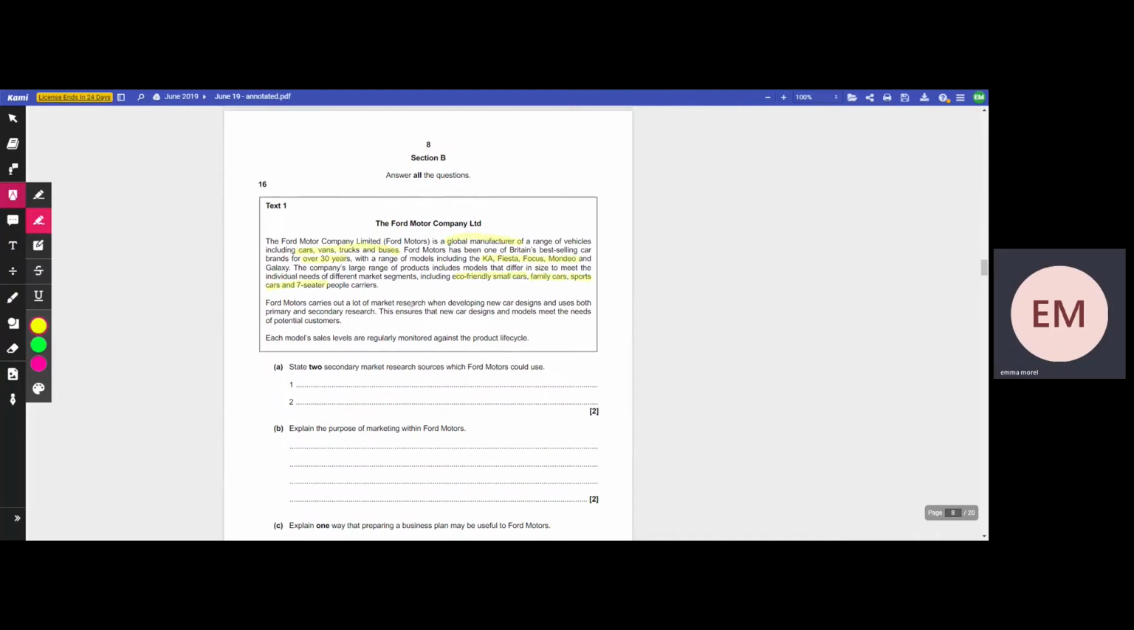Ford Motors carries out a lot of market research when developing new car design and uses both primary and secondary research. This ensures that new car designs and models meet the needs of potential customers. Each model sales levels are regularly monitored against the product life cycle. Okay, so questions about market segmentation seem to come around quite a lot. So it's probably worth making sure that you are familiar with these models.